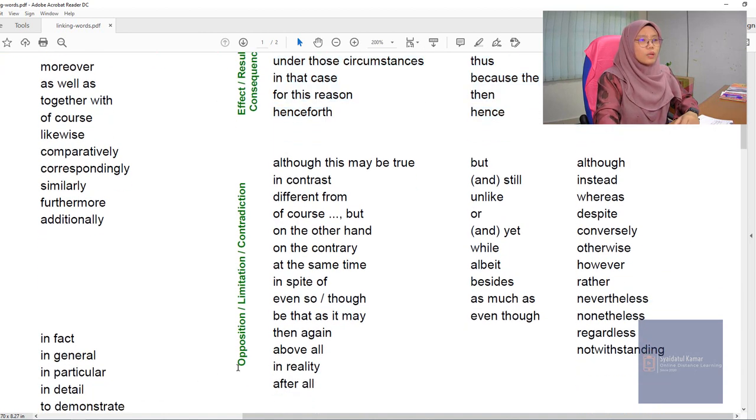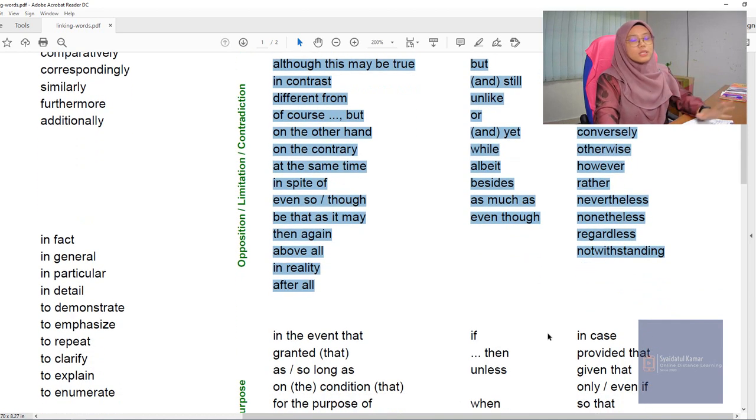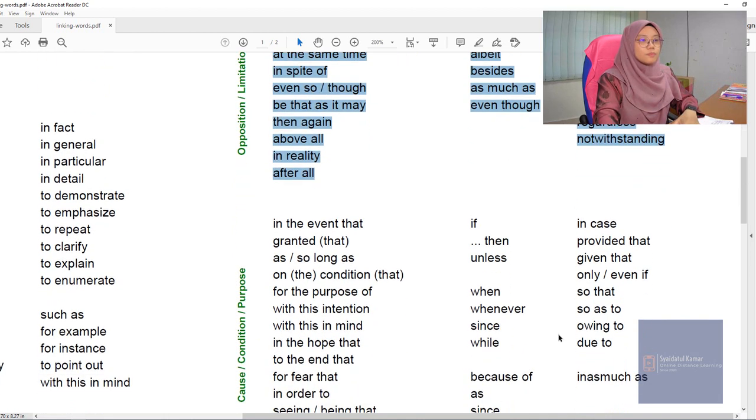Okay, moving on. If you are talking about opposition, limitation, or contradiction, here are some of the words that you can use as linkers to link one idea to another. If it's in the opposite meaning, you can use these linkers. Although this may be true, on the contrary, at the same time, in spite of, even though, otherwise, however, nevertheless, nonetheless. These are all interesting words that you can use in order to deliver your idea.